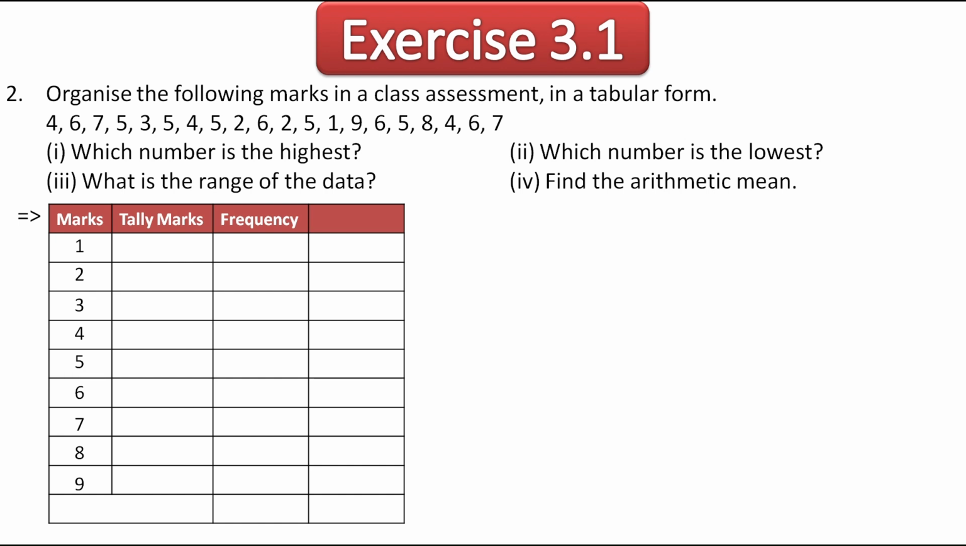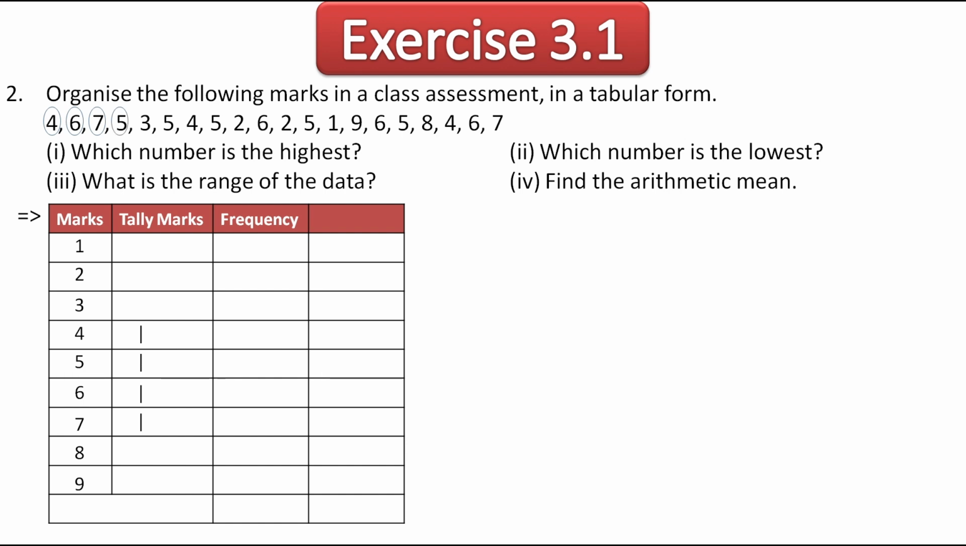So here the first mark is 4. To avoid confusion, I'll circle one mark and in front of that number I'll draw one line. For example, here I'm circling this 4 and I'll draw one line in front of 4. Now the next number we have is 6, so I'll mark in front of 6. Next is 7, so one line in front of 7. Next we have 5, so one line in front of 5.